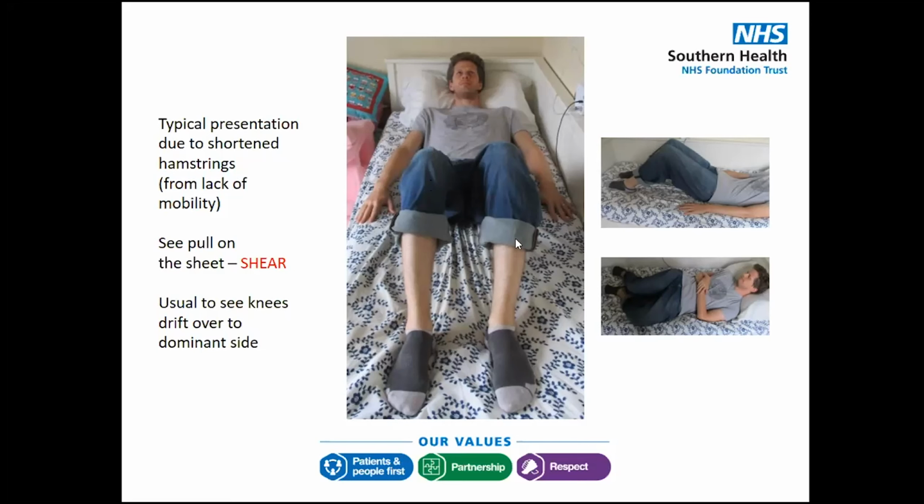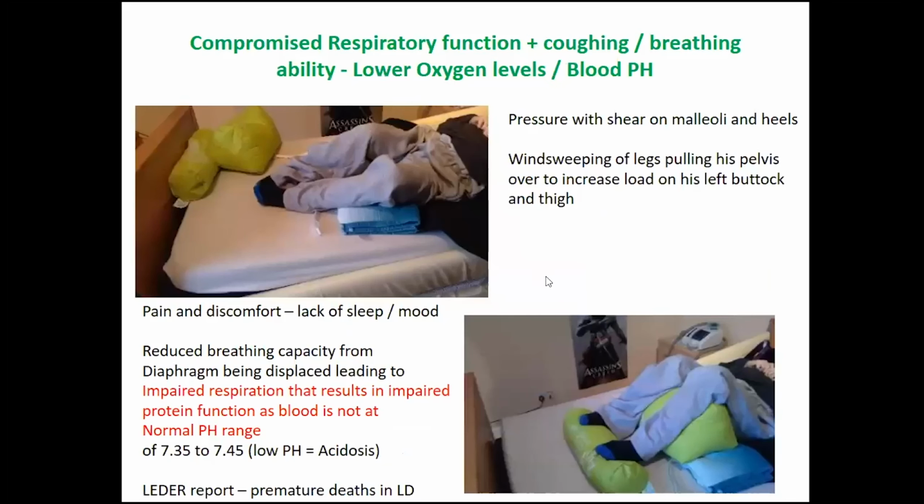So we all have a dominant side. What we tend to do is for our legs to fall over, and I'm sure this is very familiar to all of you. You can see what that's doing to his diaphragm. You can see the loading will be on one side here. You can see shear and problems, increasing risk factors for his tissue viability here as well.